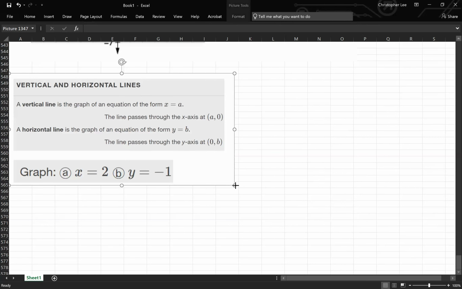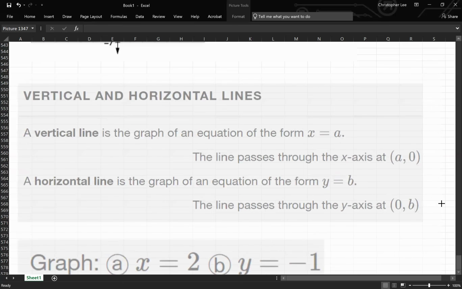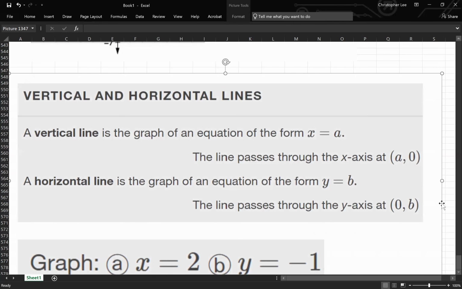So here we go. Vertical and horizontal lines. A vertical line is the graph of an equation of the form x equals a, where a is any number. The line passes through the x-axis at (a, 0). So anytime you have an equation that's x equals something, it's going to pass through (that something, 0). If you can remember that, you'll be good to go.